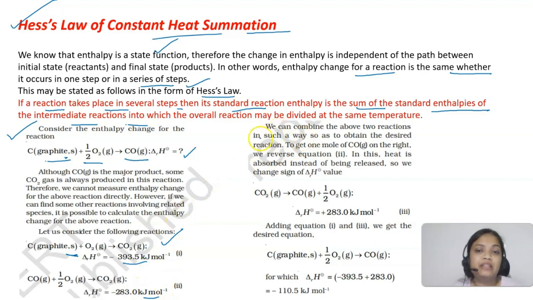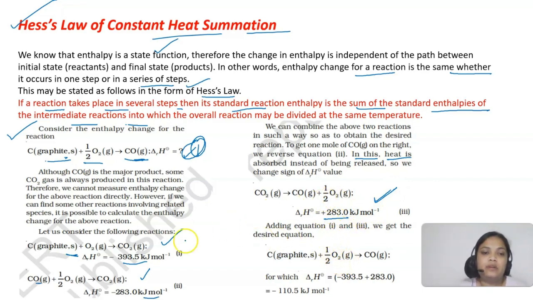Now we will combine these two reactions in such a way so that I get this first reaction. Okay, now you see I want to have carbon monoxide on the product side, so I will reverse the second reaction. Okay, so if I reverse the reaction, just now we have discussed if we will reverse the reaction, the enthalpy sign will change. So instead of minus 283.0, it will become plus 283.0. Okay, so if we add equation 1 and the third equation which we got after reversing the second one, we will add them up.